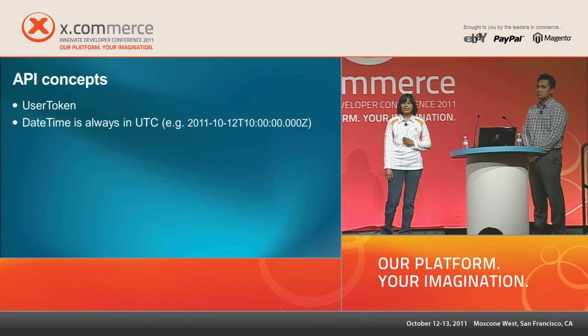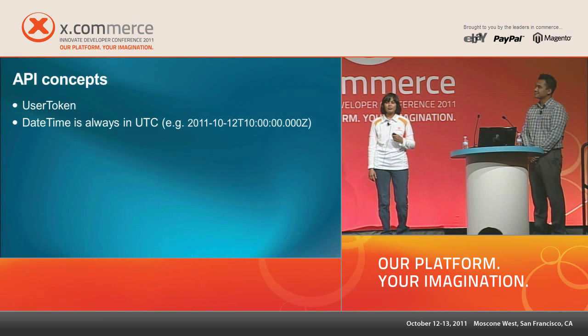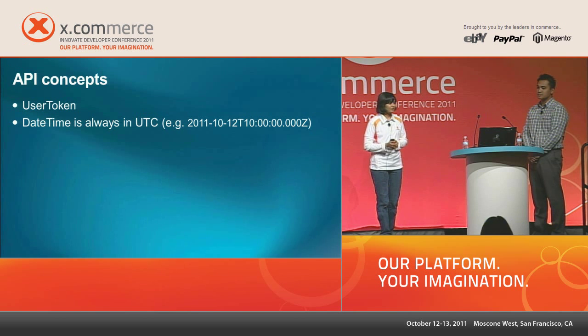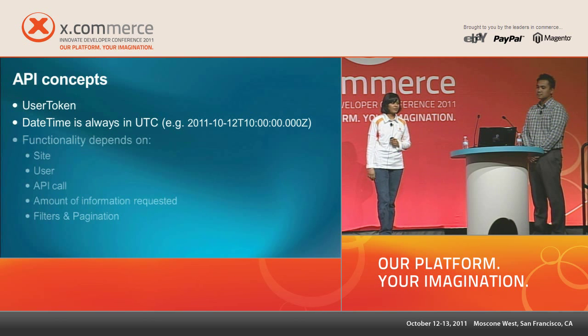Second, date time is always in UTC. Very simple concept, but we've seen many developers trip over this. For instance, let's say I wanted to get all my orders between 12 noon and 1 p.m., and I was on the Pacific Coast, that actually converts to 7 p.m. UTC and 8 p.m. UTC. So you need to make sure that you're doing the conversion correctly to make sure that you get all the information that you're looking for.